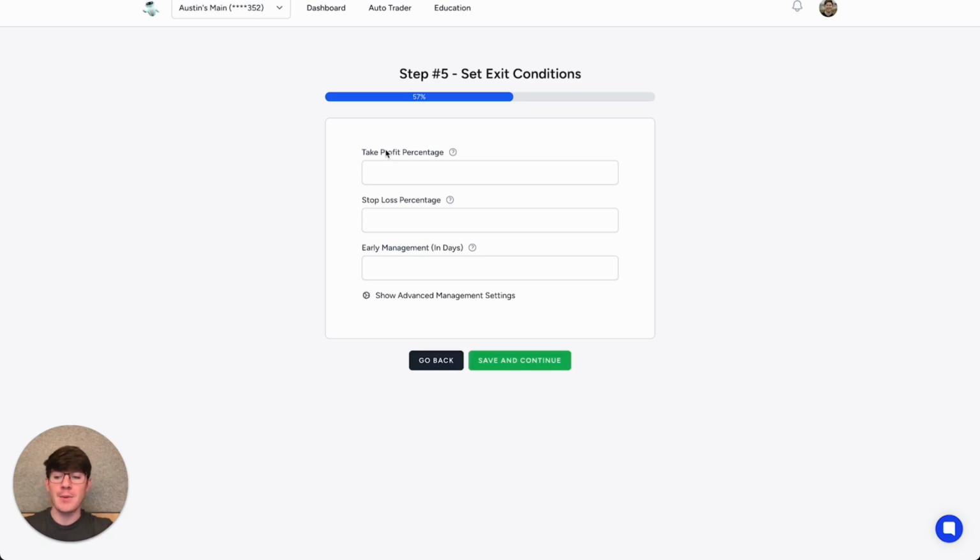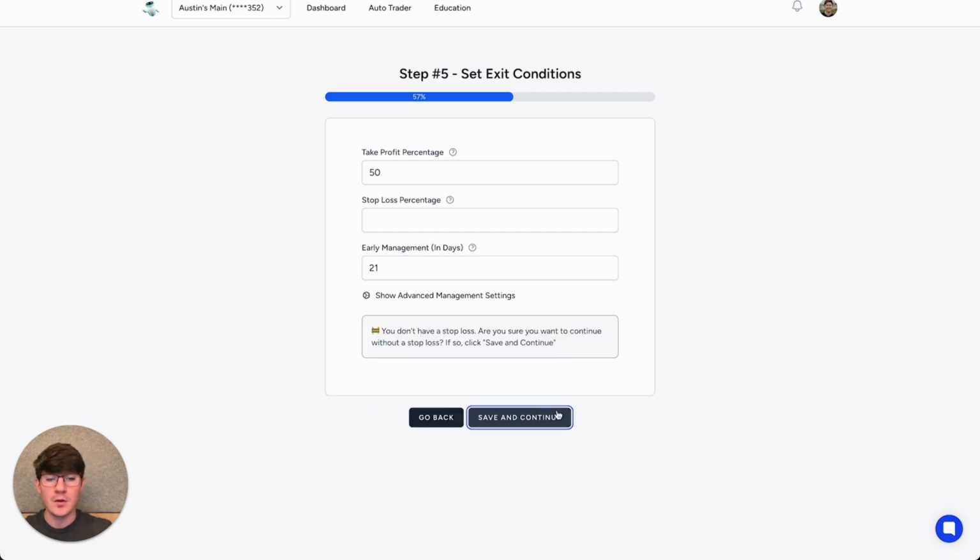Next, how do I want my trade to be managed? Once I've been in the trade, how do I want to close it? Like I mentioned, 50% take profit is what I like. And I like to close the trade early at 21 days. This is around best practice.